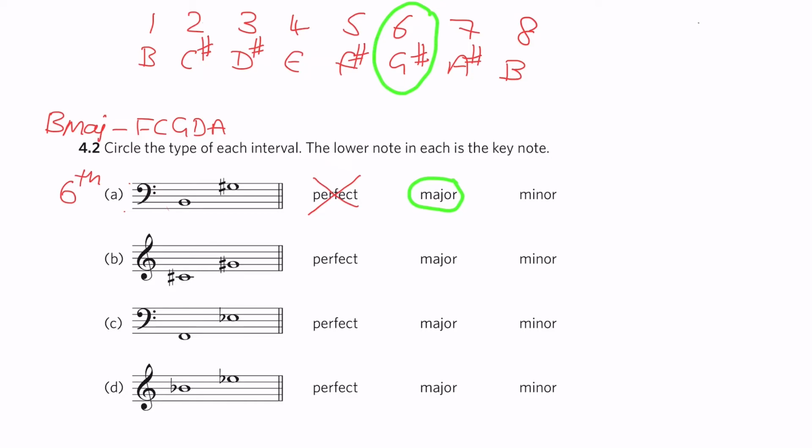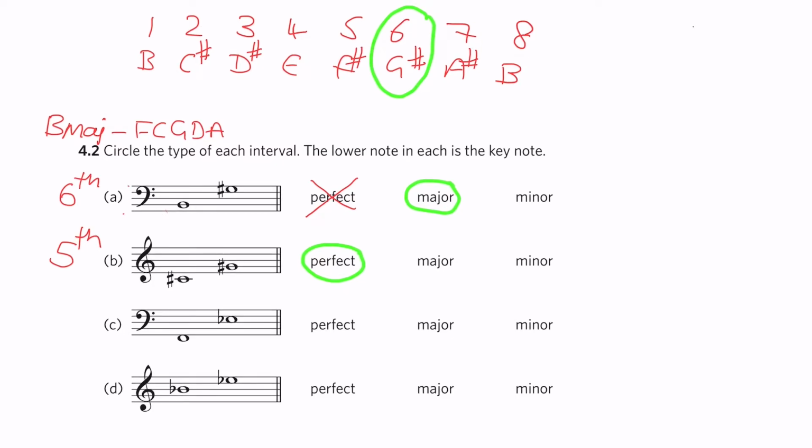So let's have a look at B. So B here, we are going to look at the interval first of all, the numeric interval, and I can see that it is a fifth. So the great thing about fifths is that they are perfect, and we do not need to go any further and work out if it's major or minor. So that one is great. We've got this one.